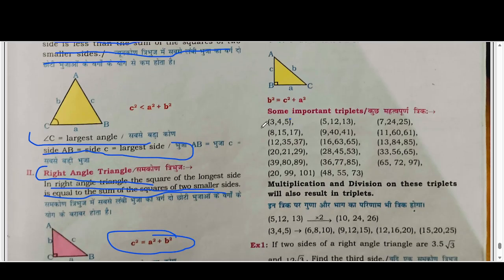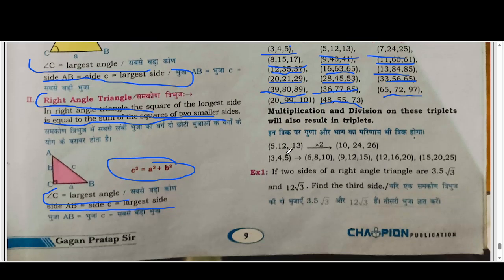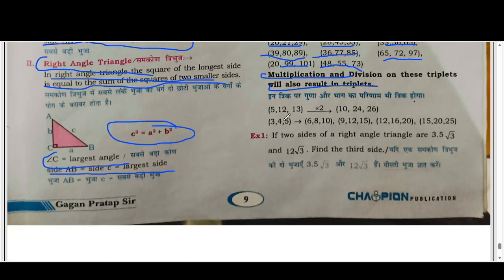Some important triplets to note: 3, 4, 5; 5, 12, 13; 7, 24, 25; 11, 60, 61; 9, 40, 41; 8, 15, 17; 20, 21, 29; 12, 35, 37; 16, 63, 65; 13, 84, 85; 33, 56, 65; 65, 72, 97; 28, 45, 53; 36, 77, 85; 48, 55, 73; 39, 80, 89; 20, 99, 101. Multiplication and division of these triplets will also result in triplets: 5, 12, 13 times 2 gives 10, 24, 26; 3, 4, 5 gives 6, 8, 10; 9, 12, 15; 12, 16, 20; 15, 20, 25.